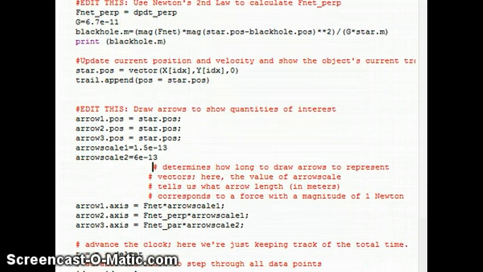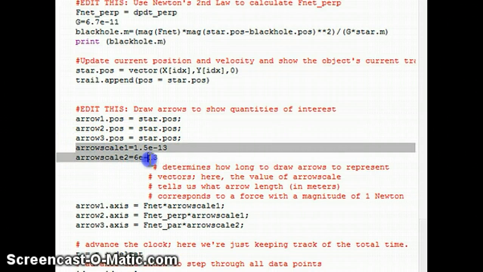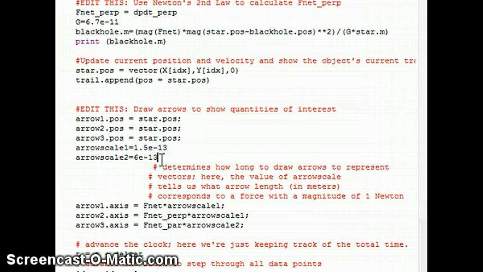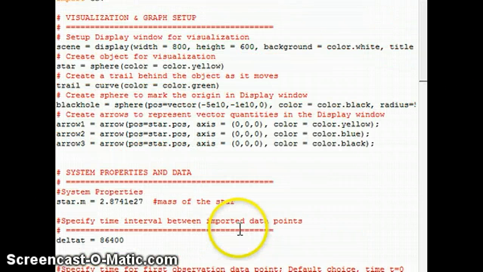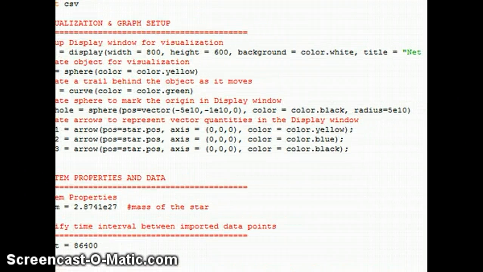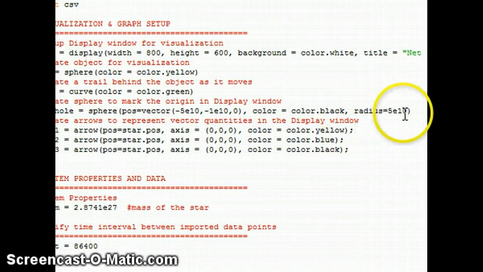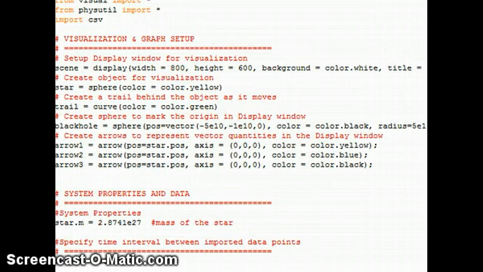In order to see an accurate model, I made sure to alter some of the scales within the programming, including the arrow scales of that of Fnet, F perpendicular, and Fnet parallel, so to make sure that you could accurately see each of the arrows. And it was also done in order to make sure that you could see that of the initial black hole, and I made the radius slightly bigger so that it could actually be visible relative to the arrows.